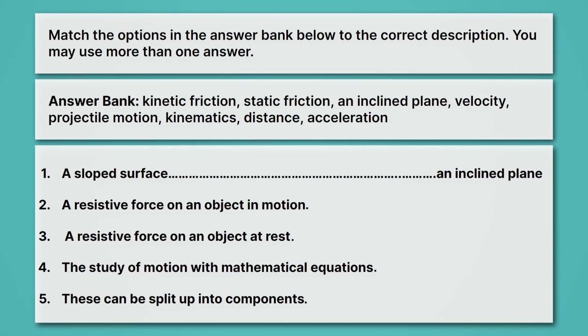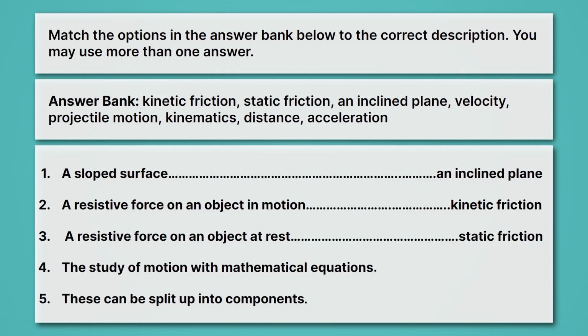What is a resistive force on an object in motion? Well, a resistive force there is going to be friction, and because it's for an object in motion, it's going to be kinetic friction. What about a resistive force on an object at rest? Number 3 there. Well, that will be static friction. What is the study of motion with mathematical equations called? That is called kinematics.